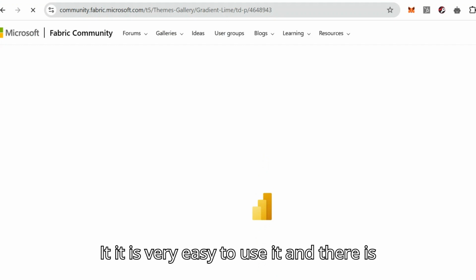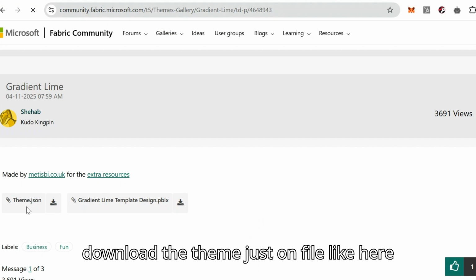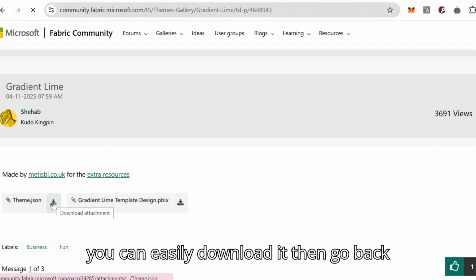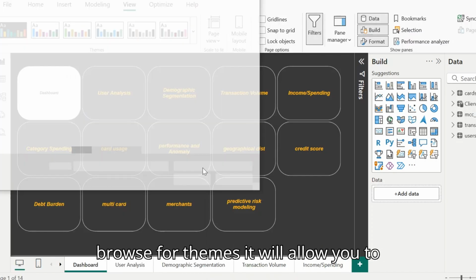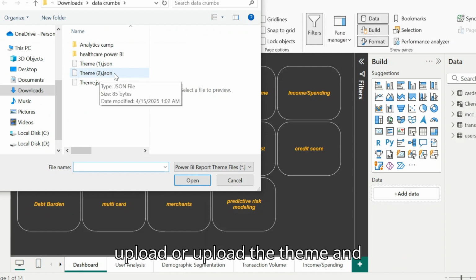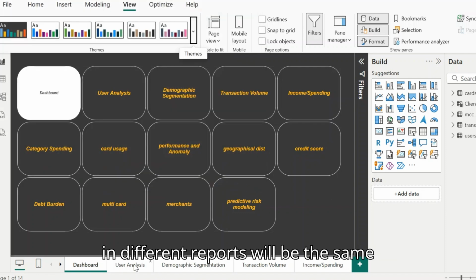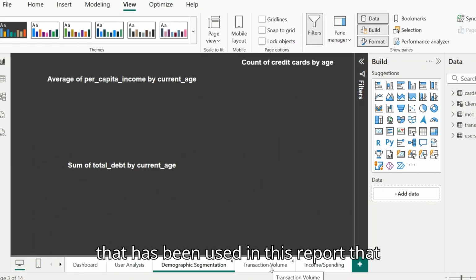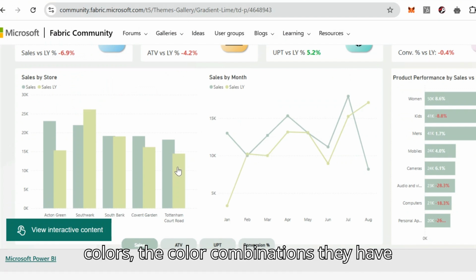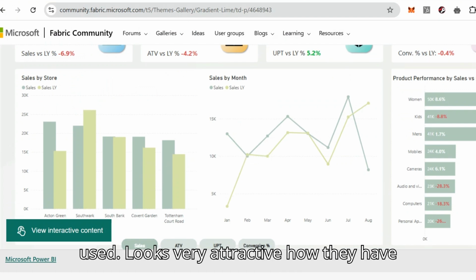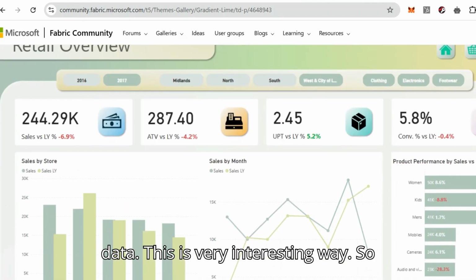It is very easy to use, and there is not much difficulty in understanding these aspects. Let me show you, you can download the theme JSON file like here. You can easily download it, then go back to your dashboard and choose from here, browse for themes. When you click on browse for themes, it will allow you to upload the theme, and the same theme will be ingrained in your present dashboard. All of the colors used in different reports will be the same as the ones used in the report whose JSON file you downloaded. The color combination they have used looks very attractive. How they have used the cards, how they present the data, it is a very interesting way.